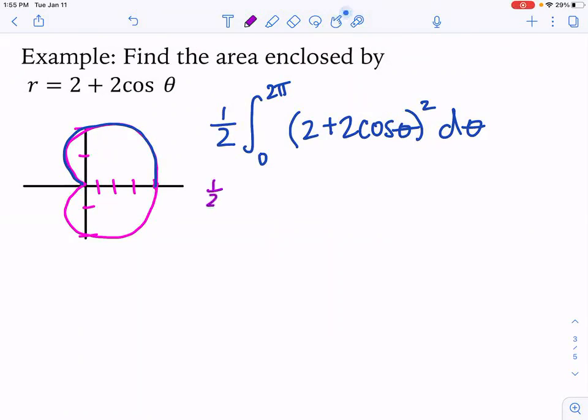Okay, so we have 1/2 integral from 0 to 2 pi. 2 plus 2 cosine theta squared would be 4 plus 8 cosine theta plus 4 cosine squared theta. No, it's not 4 cosine theta. This would be 8, wouldn't it? Right?